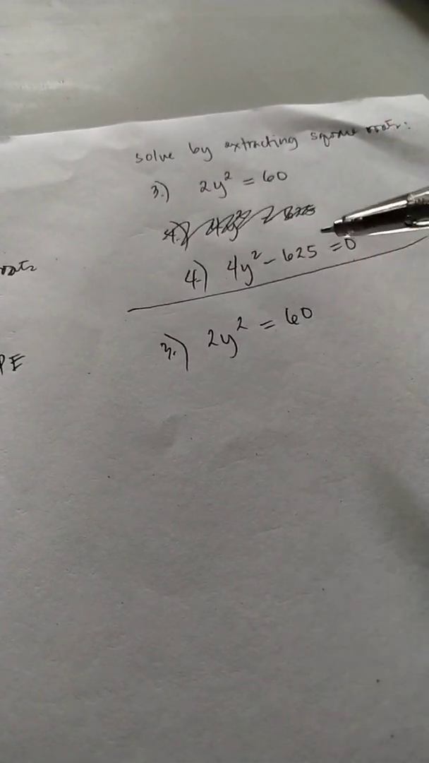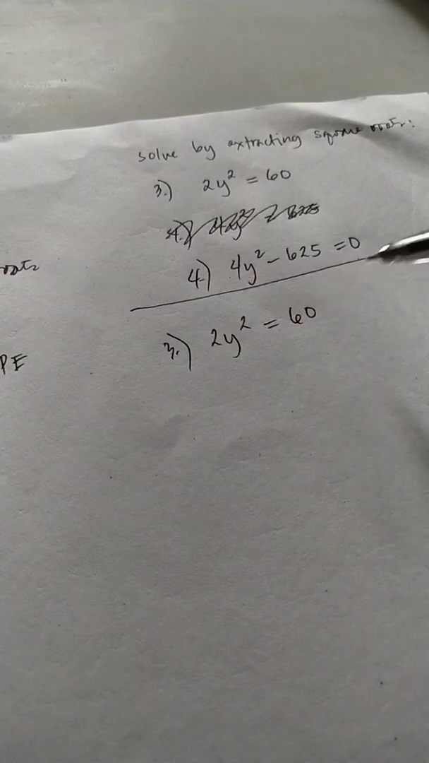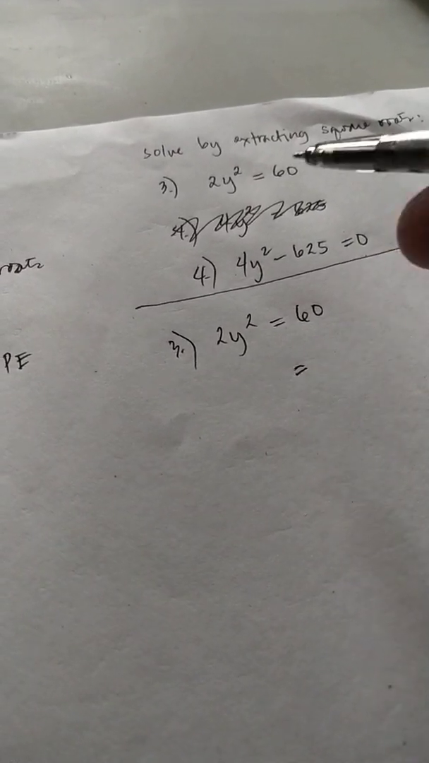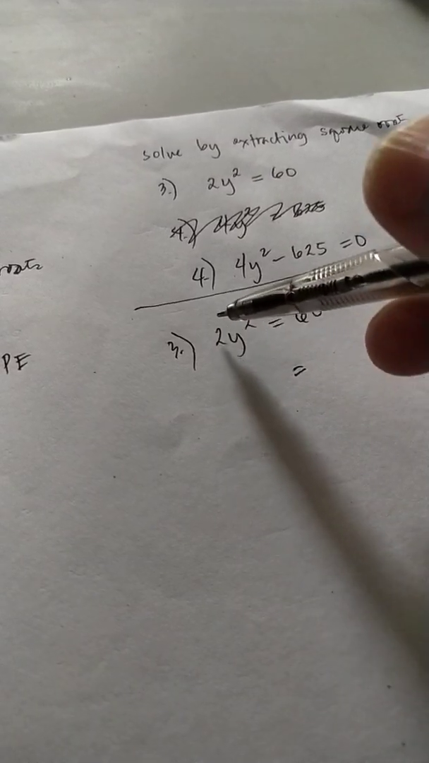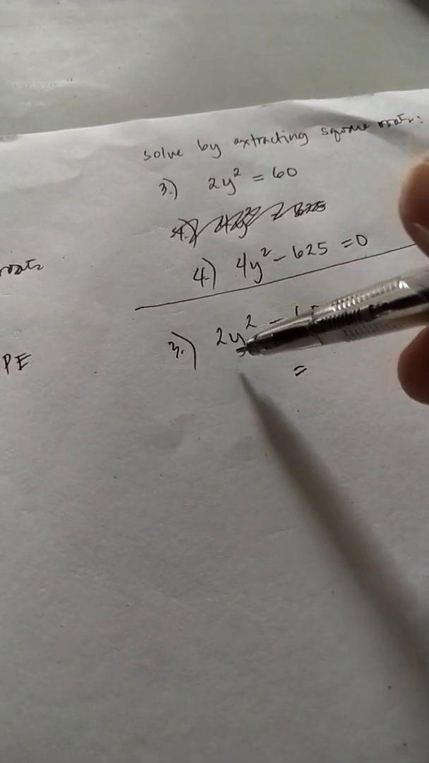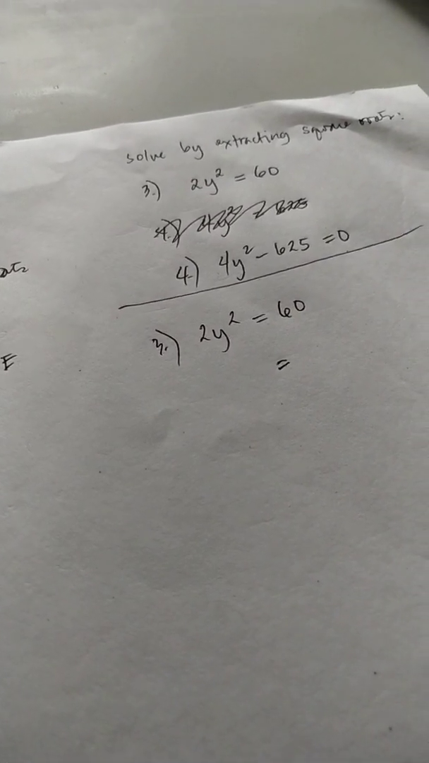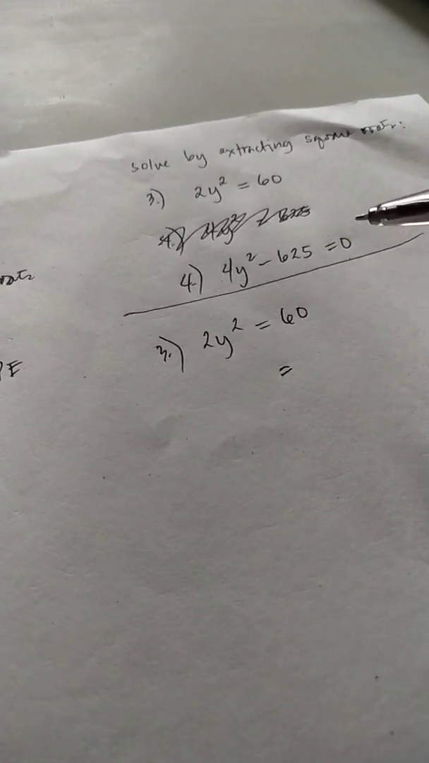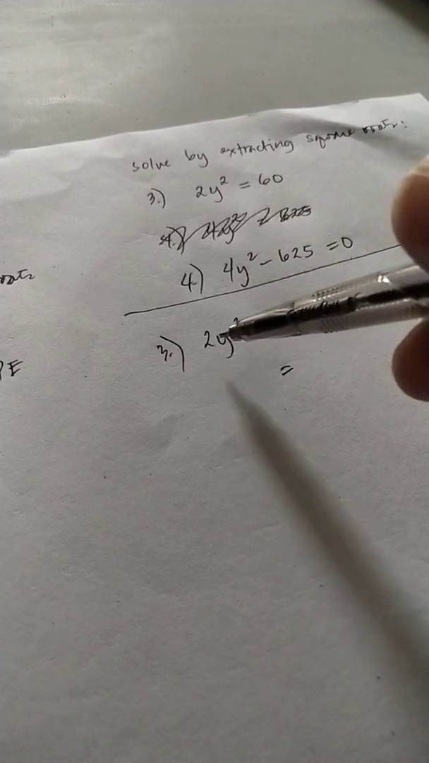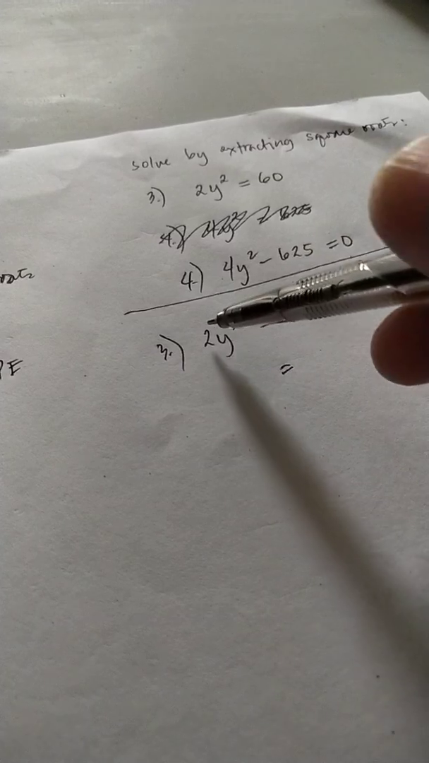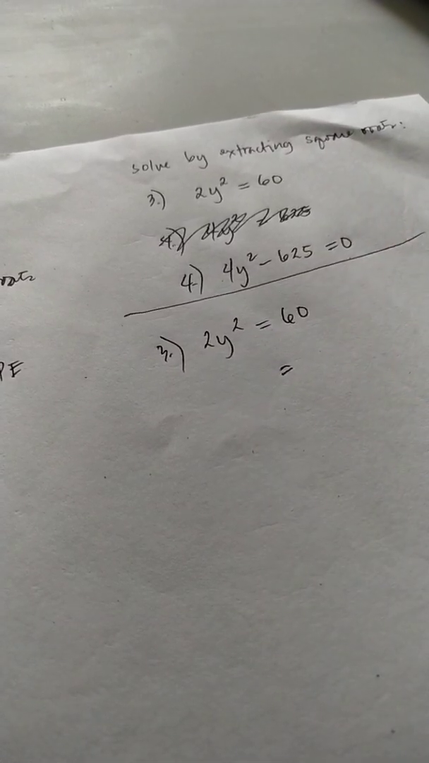Now, let's discuss example 3. We have 2y square is equal to 60. Our goal is to eliminate or make the numerical coefficient of y square be equal to 1. How can we do it? That is by dividing by 2. So 2 divided by 2 is 1. So the numerical coefficient of y square will become 1.